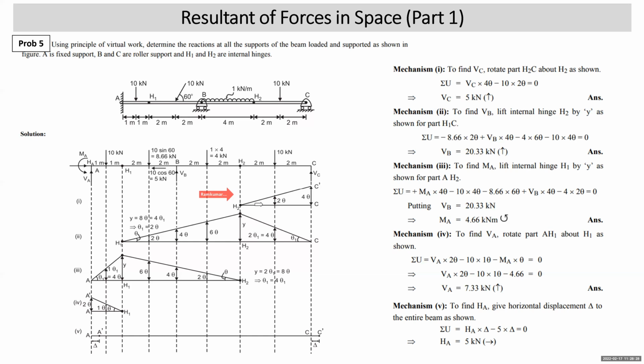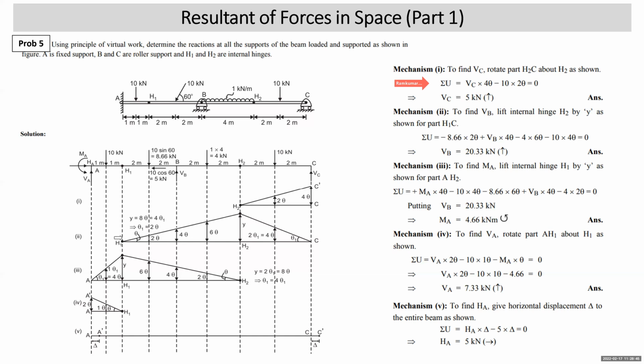This is where we have rotated by a small angle theta, right? So this will be 2 theta, this will be 4 theta. The algebraic sum of the work done will be VC into 4 theta minus 10 into 2 theta equals 0. VC is 5.